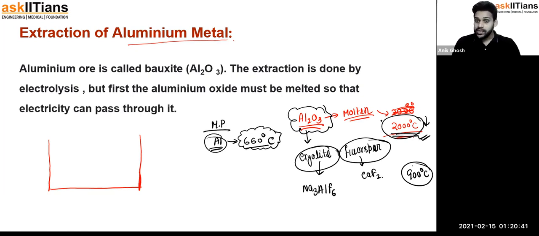So for that reason, if I take it down to 900 degrees centigrade, this is a win-win situation, isn't it? So 660 degrees can hold up to 900 degrees, and you can also attain a relatively low melting point for that. So for that reason only, we use cryolite and fluorspar, these two things for alumina, and the rest of the things are just the same.